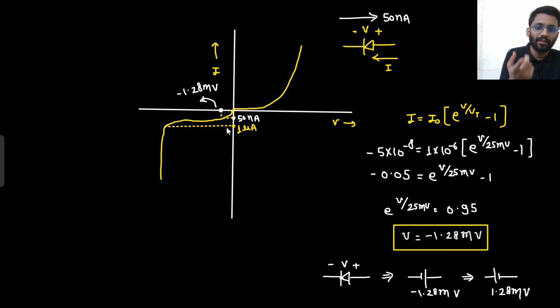How did I get to know it? I took the current value to be minus 50 nanoampere because it was flowing in the opposite direction, not from P to N. It is flowing from N to P, so I had to take the minus sign. Then I got to know that my potential is V equals minus 1.28 millivolt. So my potential from P to N is minus 1.28 millivolt, and from N to P it is plus 1.28 millivolt.